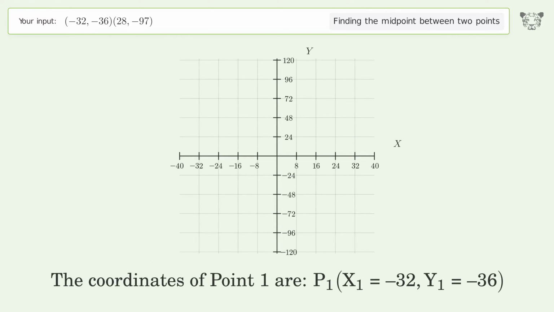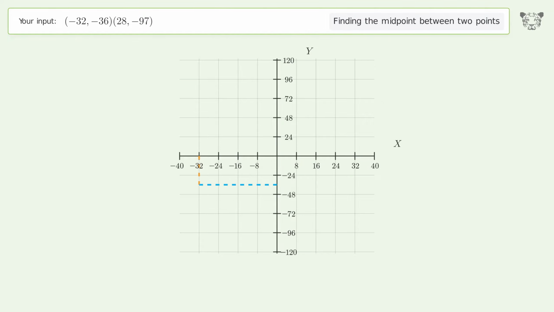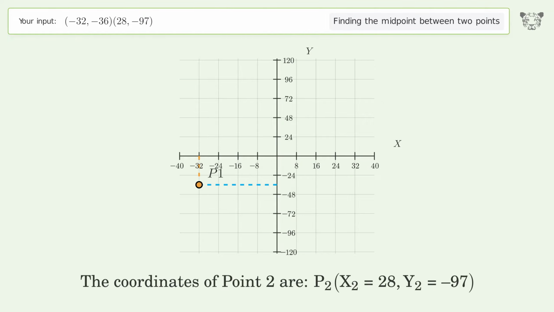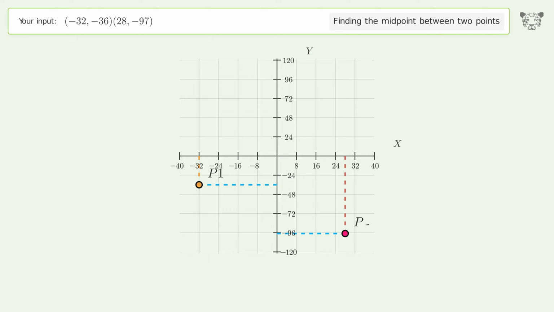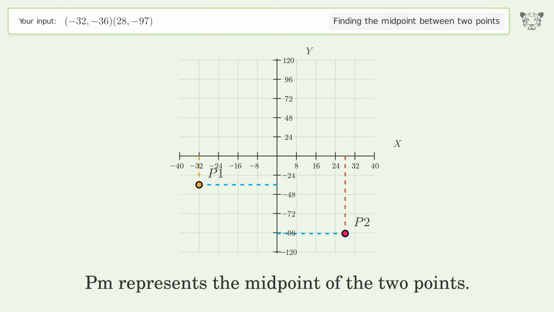The coordinates of point 1 are, x1 equals -32, y1 equals -36. The coordinates of point 2 are, x2 equals 28, y2 equals -97. PM represents the midpoint of the 2 points.